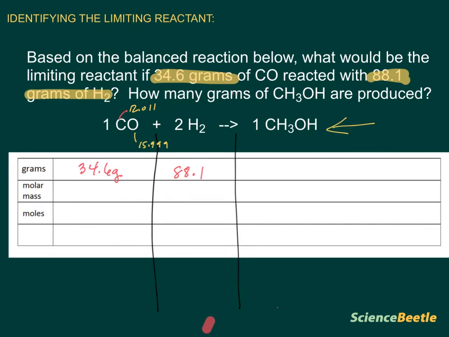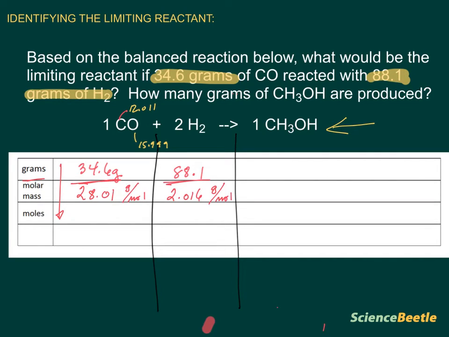The result there is 28.01, and remember this is grams per mole. Then we'll do the same thing for the hydrogen gas, and that is going to be 2.016 grams per mole. Since we are moving in the downward direction here, trying to figure out the moles, we're going to take the grams and divide by the molar mass. So these two numbers are going to be divided for both of these columns. Let's go ahead and do that.